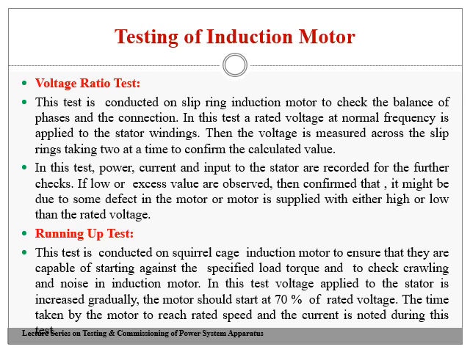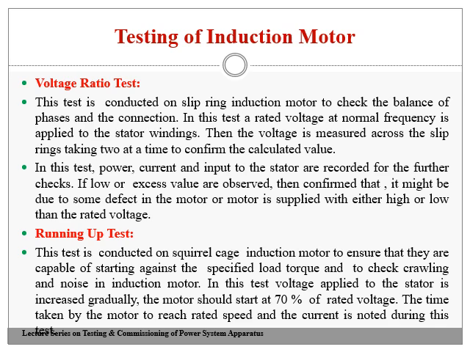Let us come to the running up test. This test is conducted on a squirrel cage induction motor only to ensure that it is capable of starting against the specified load torque and to check the crawling and the noise in the induction motor. Now, it is to check whether the squirrel cage induction motor is going to start at the specified load condition if I apply 70% of its rated voltage. In this case, it is a simple test. I apply 70% of the rated voltage and check whether the motor is going to start or not.